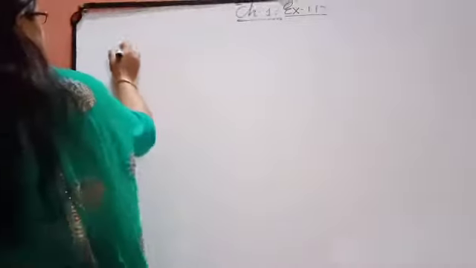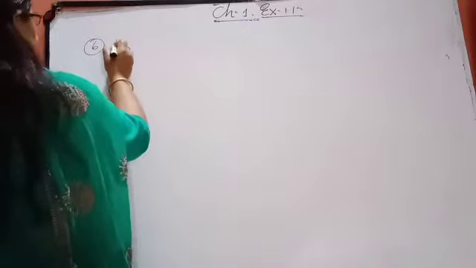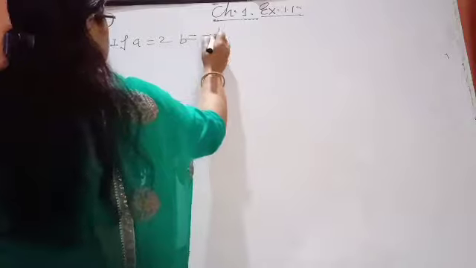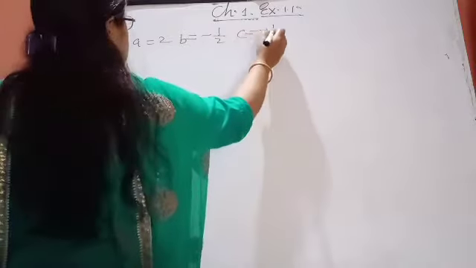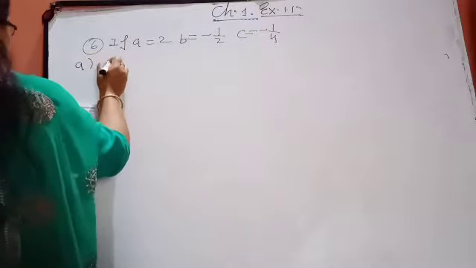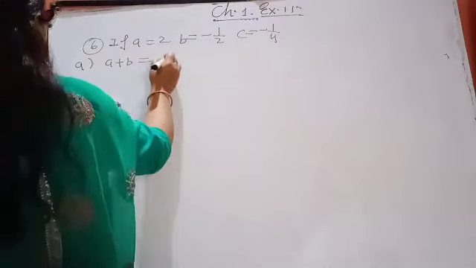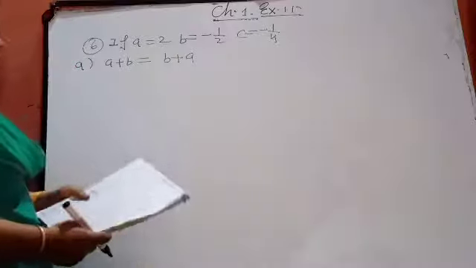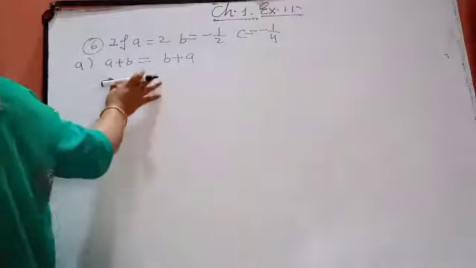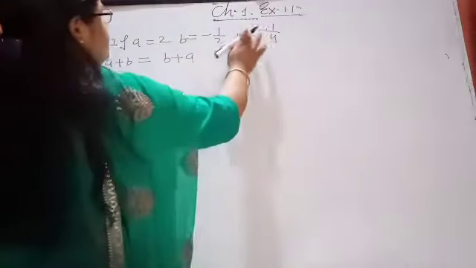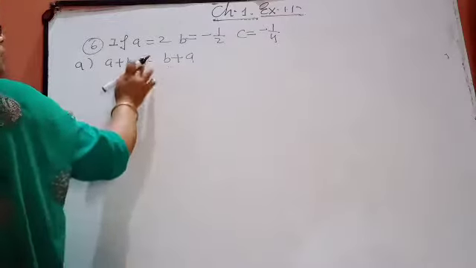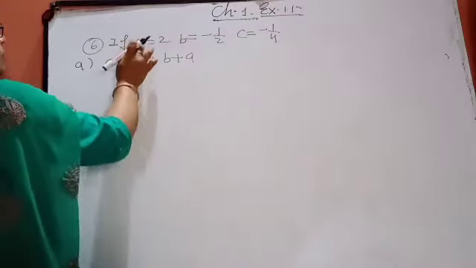Question number 6: if a is equal to 2, b is equal to minus 1 upon 2 and c is equal to minus 1 upon 4, what you have to do? Verify a plus b is equal to b plus a. If c is not there, we will not take the value of c. If c is also there in a particular part, then you will take the value of c also. Here we do not require the value of c. So see what will be the result.